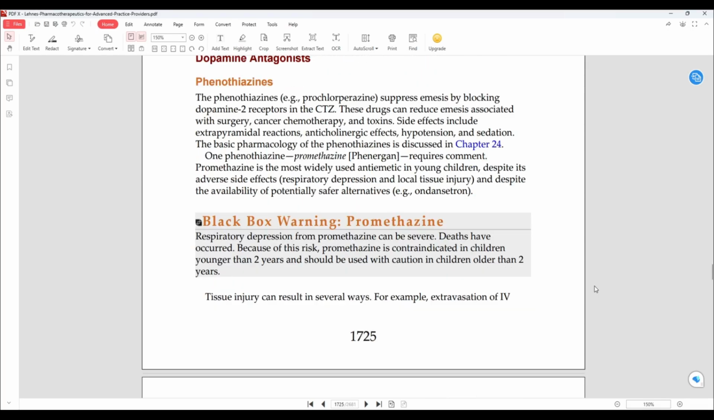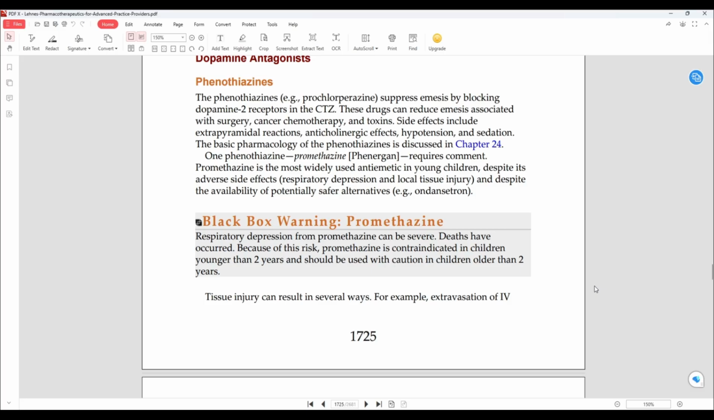Dopamine antagonists. Phenothiazines. The phenothiazines suppress emesis by blocking dopamine 2 receptors in the CTZ. These drugs can reduce emesis associated with surgery, cancer chemotherapy, and toxins. Side effects include extrapyramidal reactions and anticholinergic effects, hypotension, and sedation. The basic pharmacology of phenothiazines is discussed in Chapter 24.